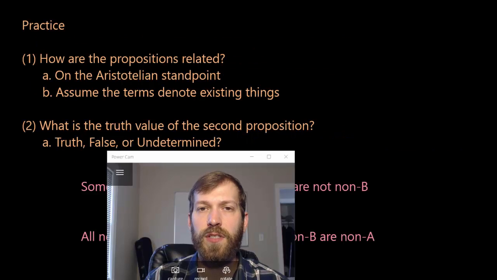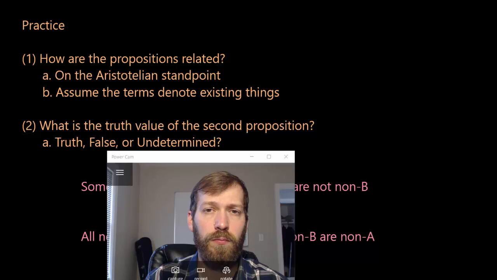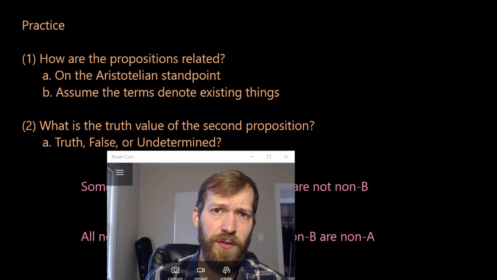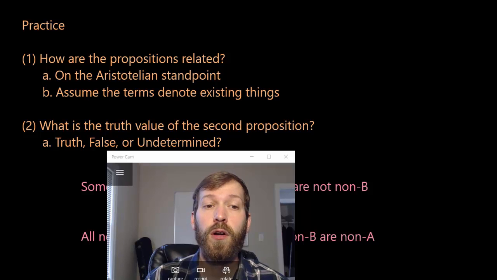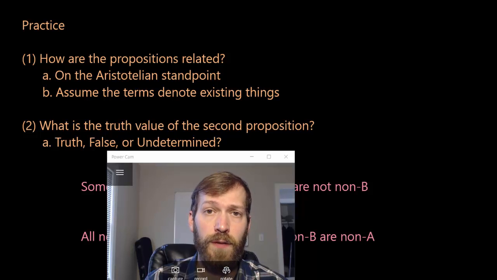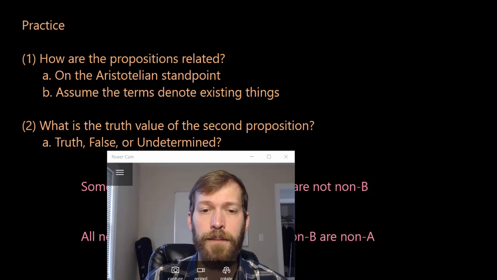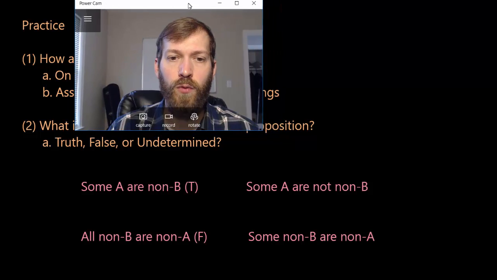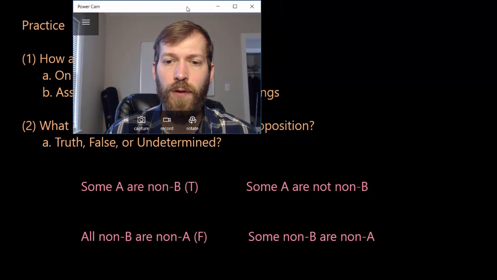Let's get some practice using the Aristotelian standpoint. What we're going to do is look at some propositions. We're going to see how they are related, based on the Aristotelian square of opposition. So are they contraries? Are they contradictories? Are they subalternates? Are they subcontraries? We are going to make the assumption that the subject terms of these propositions, in fact, denote existing things. And then using the Aristotelian square of opposition, we want to determine the truth value of our second statement on the basis of our first statement.